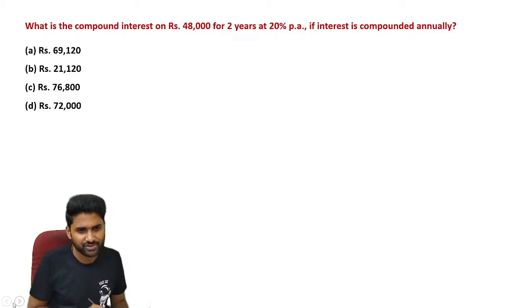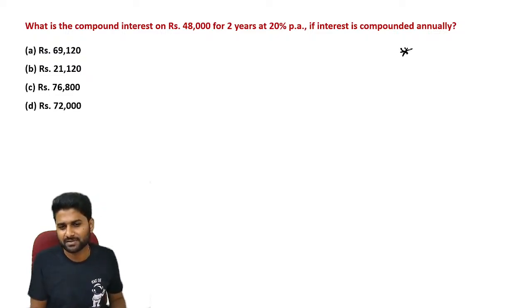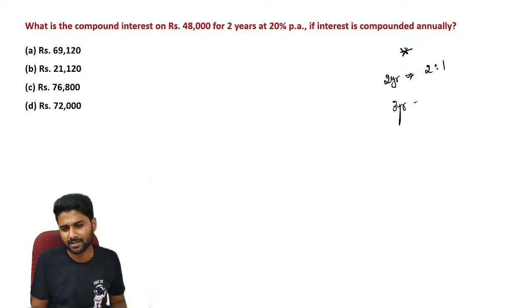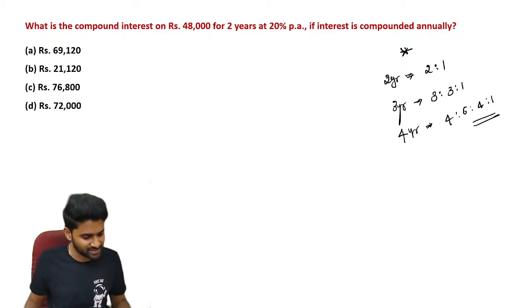Let's move on to the next question. Now again, a question from compound interest. Guys, I told you many times, just go through the ratio concept. For 2 years, the compound interest ratio is 1 is to 2 is to 1. For 3 years, the ratio is 1 is to 3 is to 3 is to 1. For 4 years, the ratio is 1 is to 4 is to 6 is to 4 is to 1. If you remember these ratios, you can save your time in the calculation part.